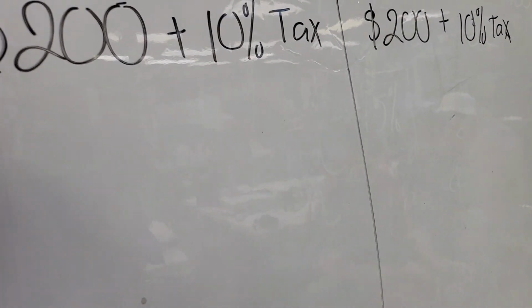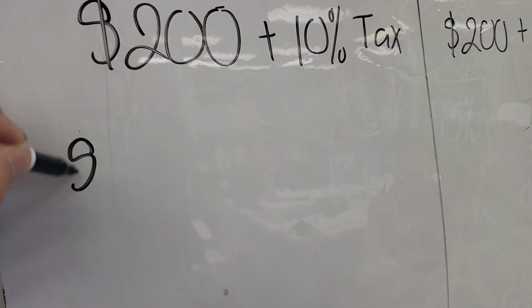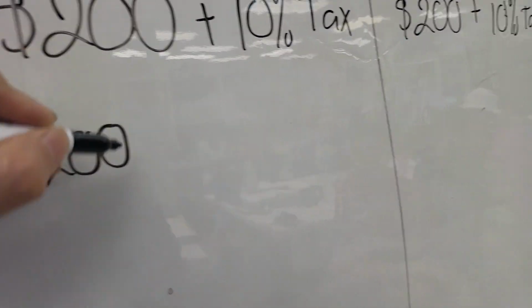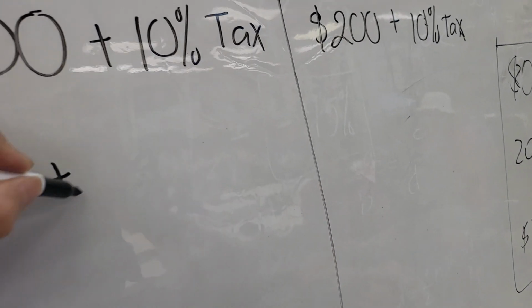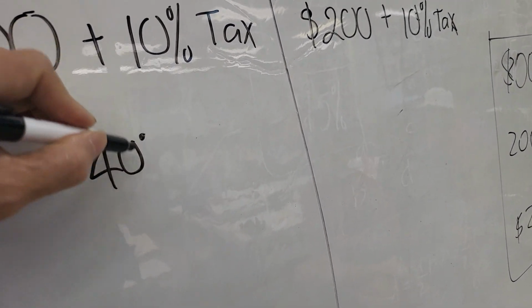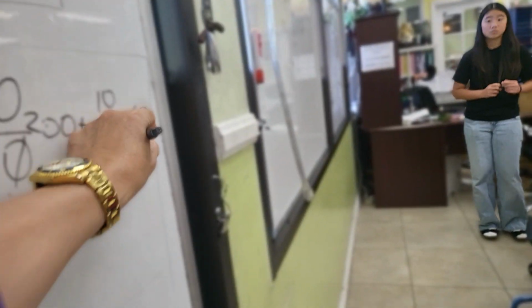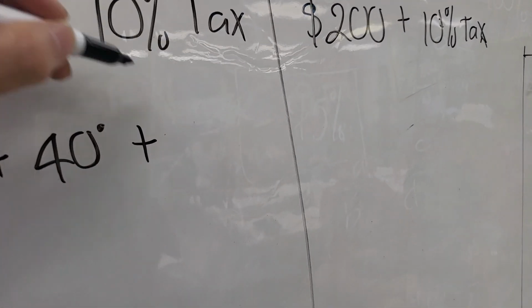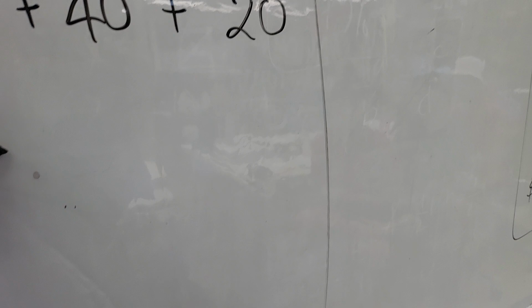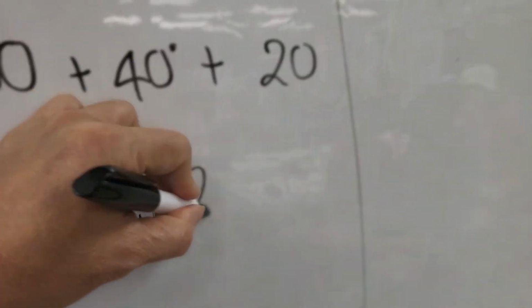So let's do the right way. The right way is this: $200 plus 20% tip. That will be $40, right? And then 10% tax of this original amount. So it should be what? 20 bucks. So I will pay $260. This is the right way to do it.